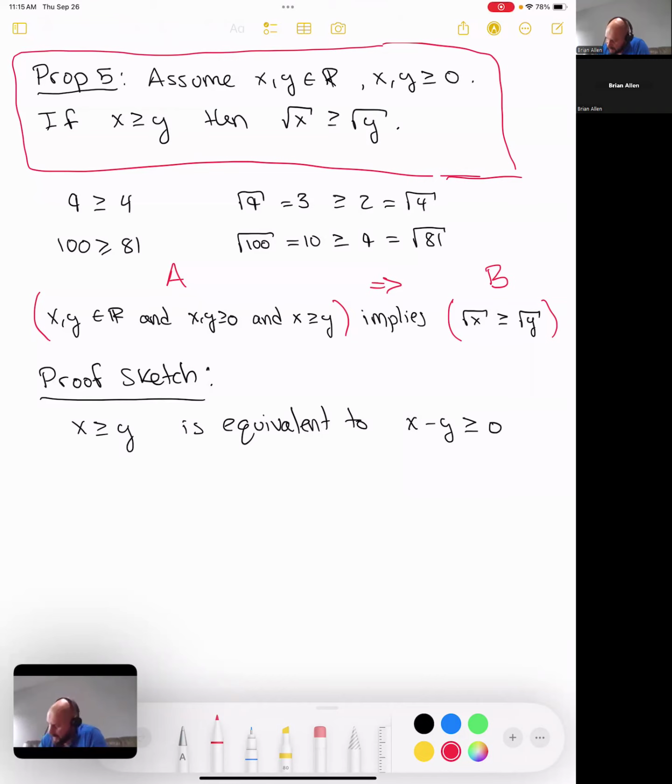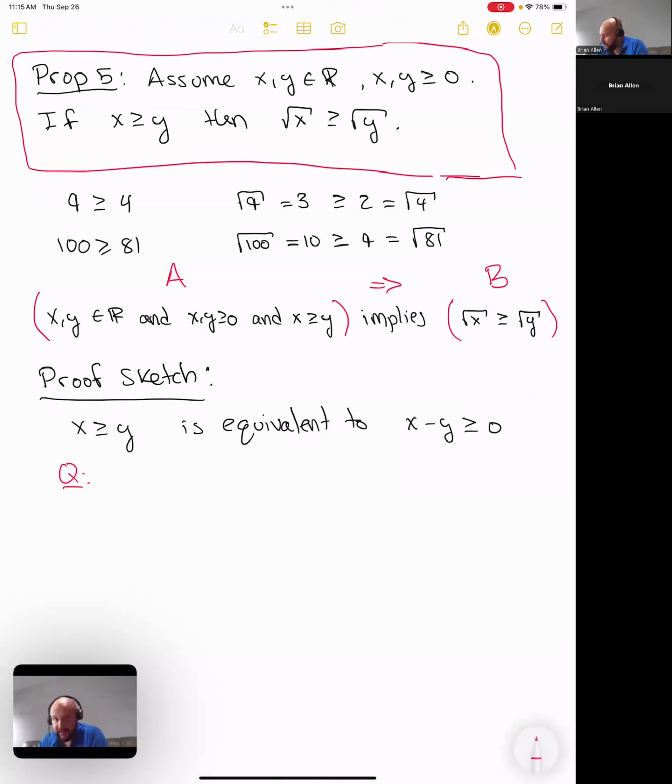So the next question we want to ask, because somehow I'm supposed to take this assumption and say something about square roots, so I know that I have to somehow introduce square roots. So how do we introduce square roots into the expression?